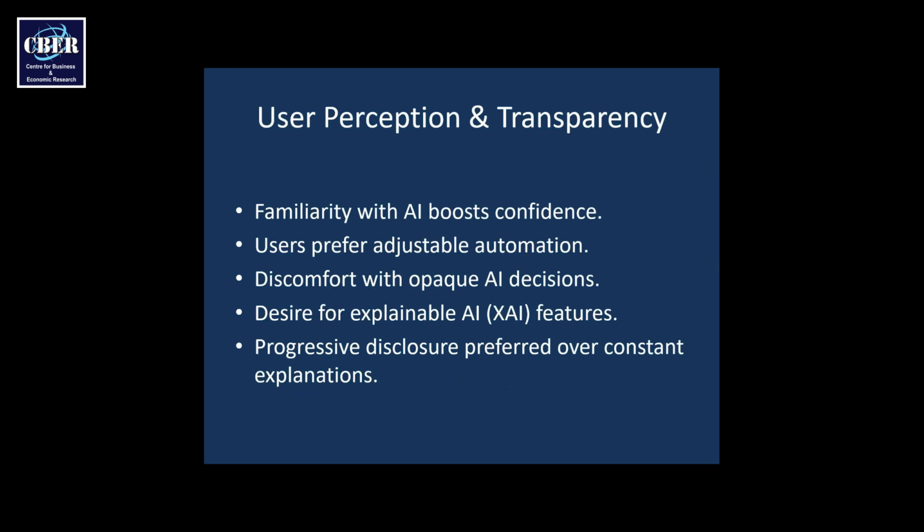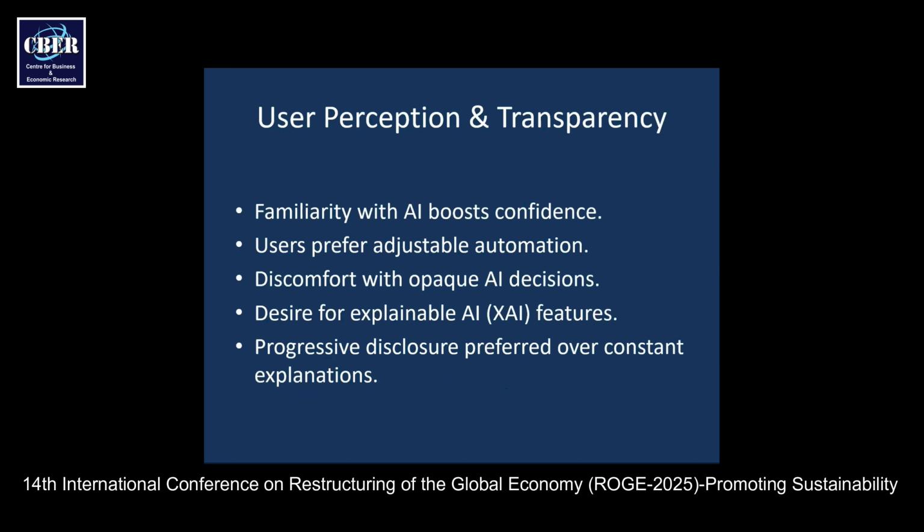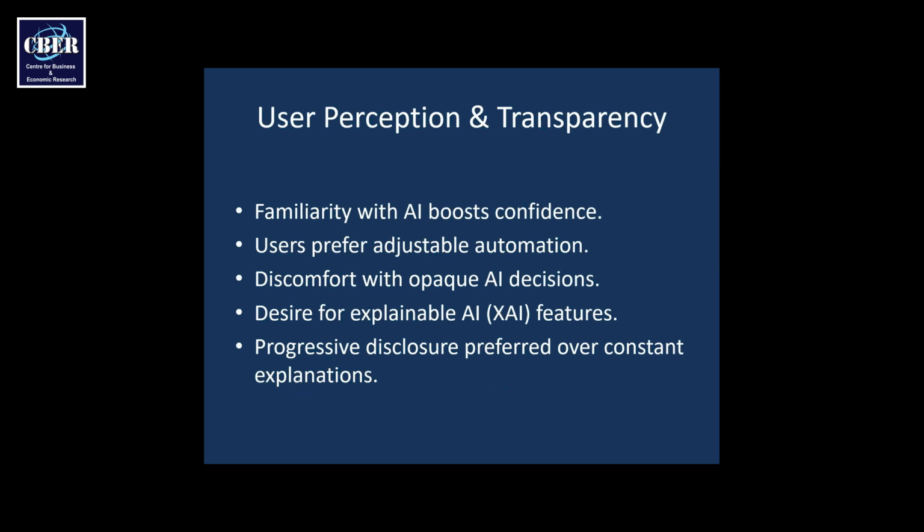For the first theme, user perception and transparency, participants with prior experience using AI tools like Google Assistant or Grammarly showed that familiarity boosts trust and confidence. Still, transparency is requested. One participant shared how they rely on AI to summarize emails, but feel uneasy when the AI rewrites a message without showing what it changed from the original message. This highlights the need for transparency. Users want to know why the AI made a decision.